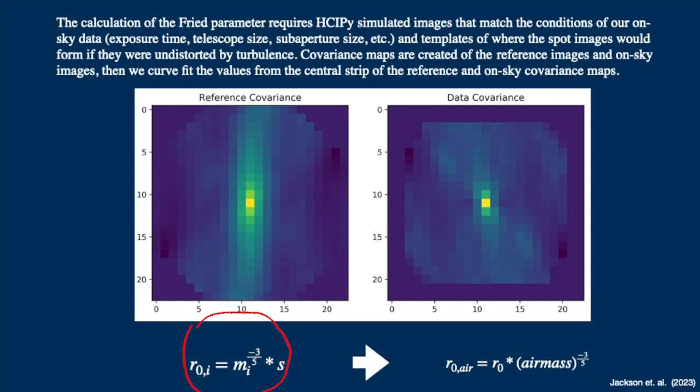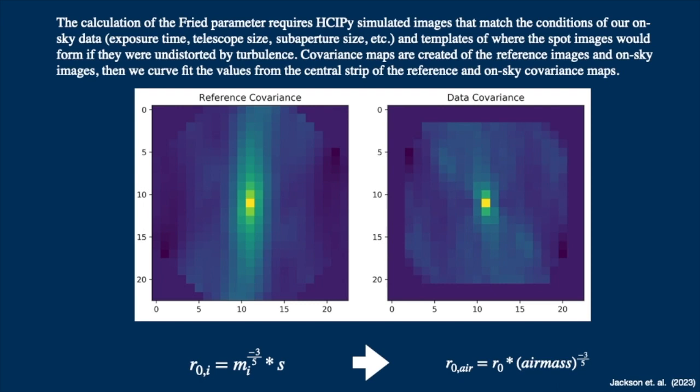The equation in the bottom left describes how we get our first estimation of the Fried parameter, where m is the fitted parameter from fitting the measured autocovariance to the theoretical autocovariance. The negative 3/5 power comes from the Kolmogorov model of turbulence, and s is our subaperture diameter.